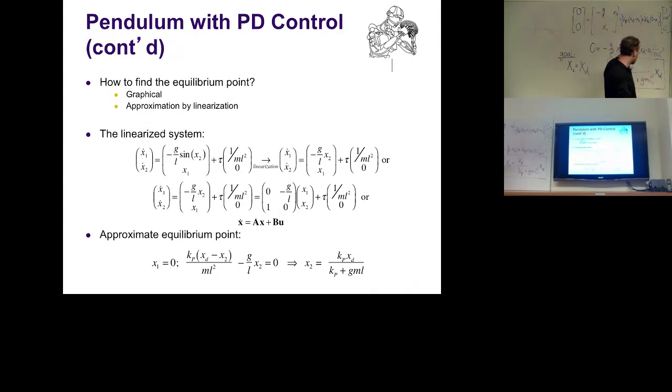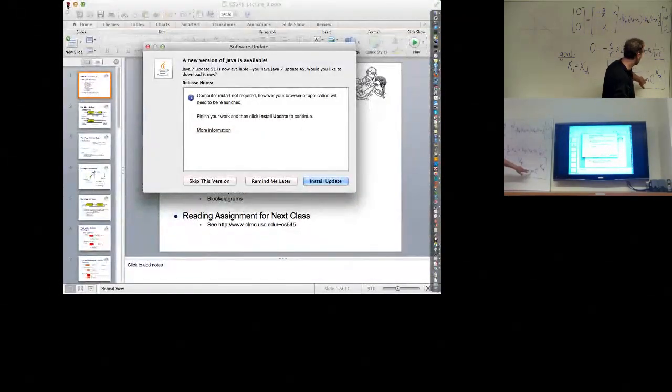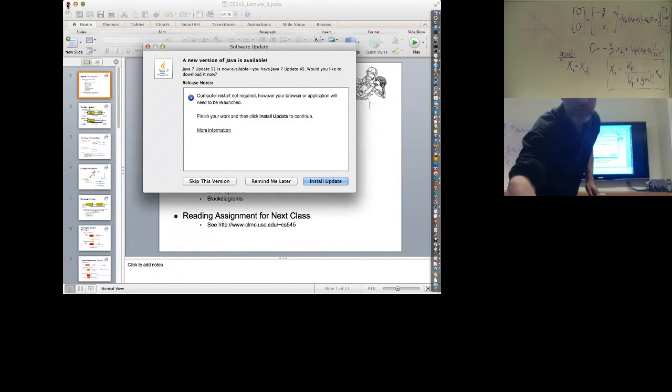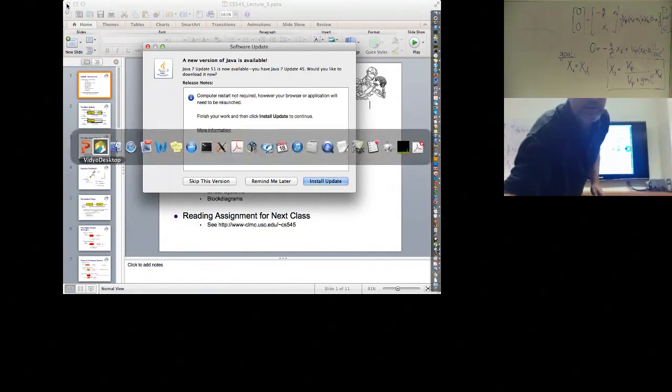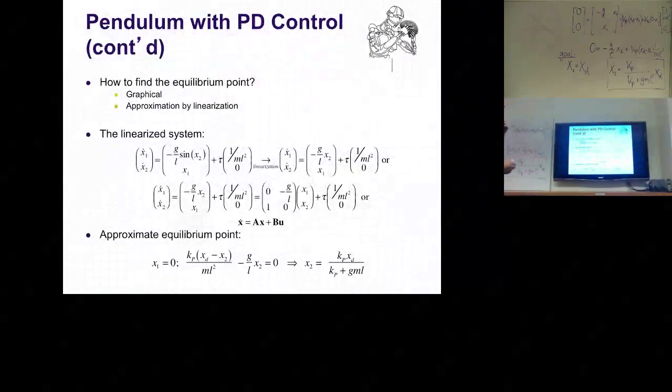So what does this pre-multiplier mean? It's the proportional gain in the numerator, proportional gain in the denominator, and then there is a term which depends on G, M, and L. So what was this? Let me go back to my slides. Okay, here we go.